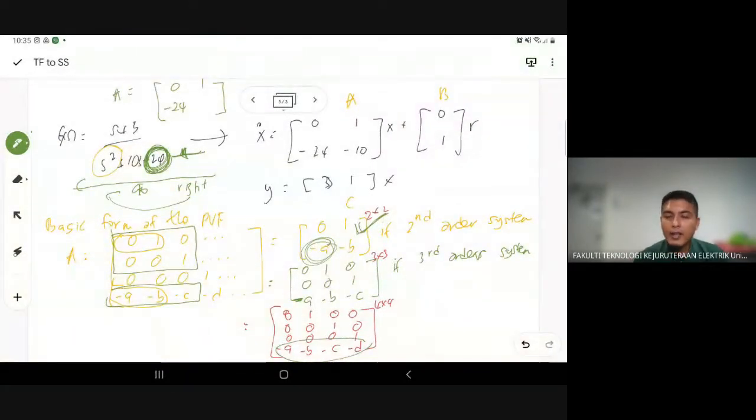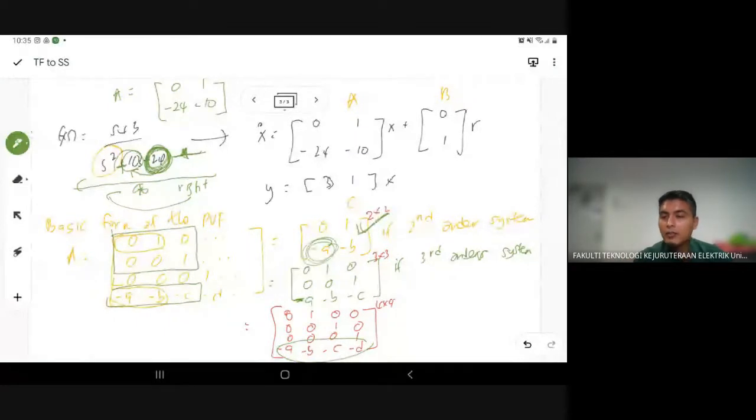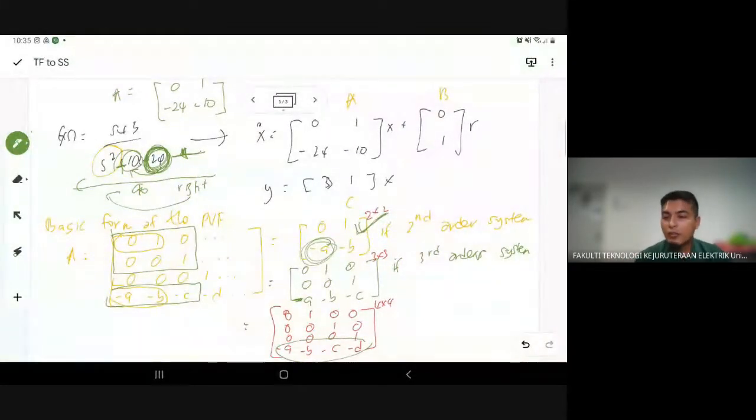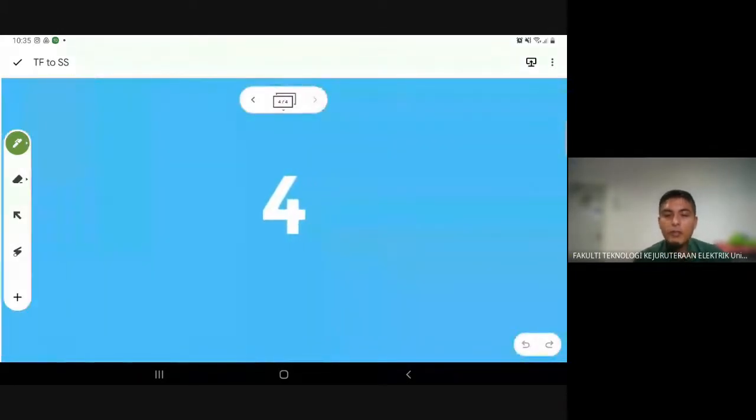After we meet 24, we meet another number, 10. This is a positive value, so we negate it and it becomes negative 10. So that is done for the A matrix. You compare, the answer is the same. Okay, done for the A matrix. So we go to the B matrix.